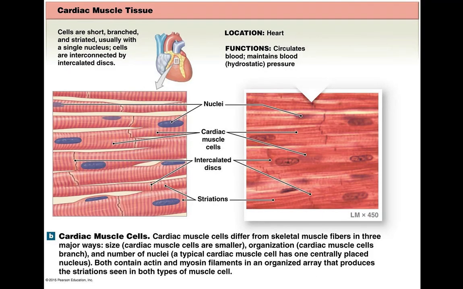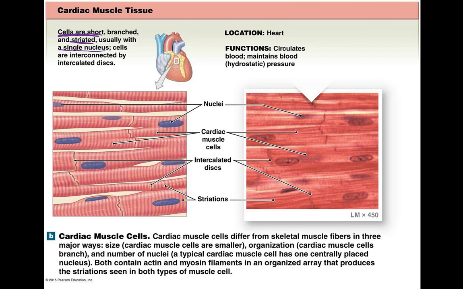Now finally, we have cardiac muscle. Cardiac muscle tissue can be confusing because it has a mix of characteristics that both skeletal and smooth muscle also have. So like smooth muscle, the cells in cardiac muscle are short. But like skeletal muscle, they're striated. But like smooth muscle, cardiac muscle has a single nucleus per cell. You see how you get a mix of characteristics here?